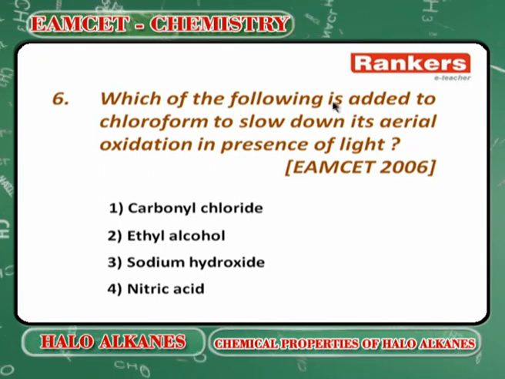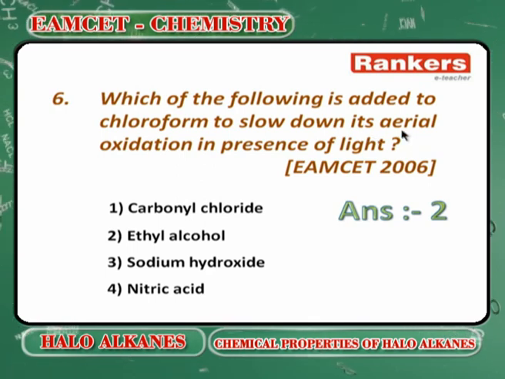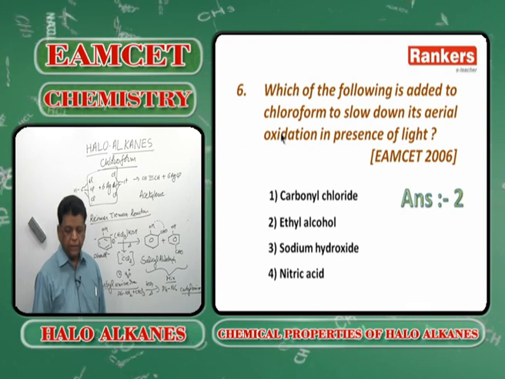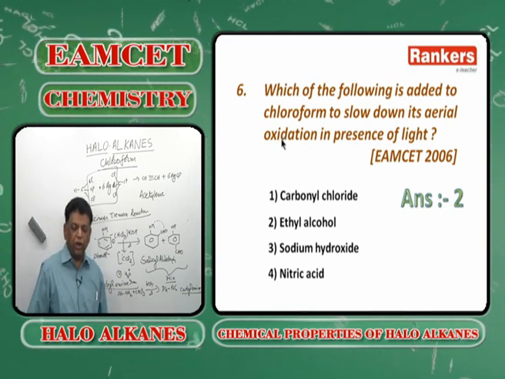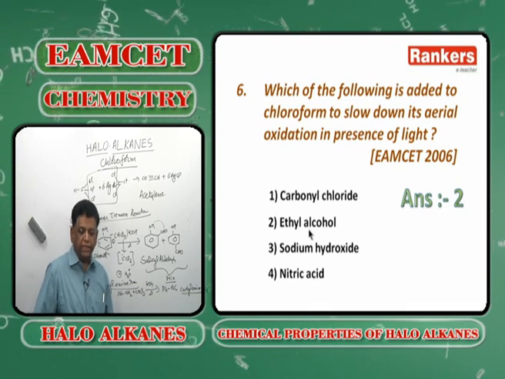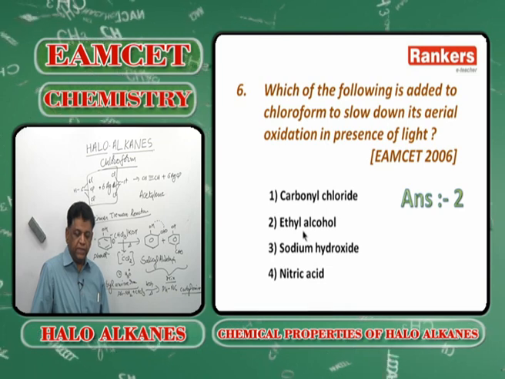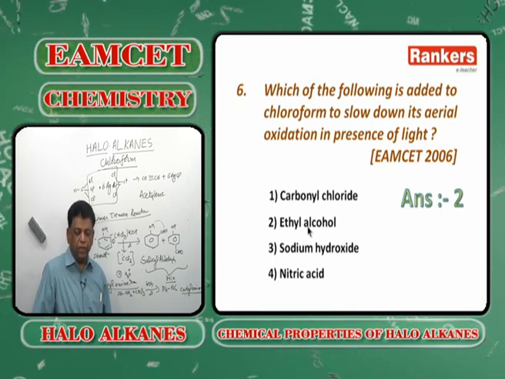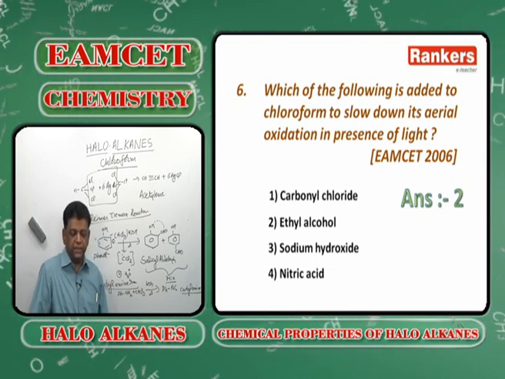Which of the following is added to chloroform to slow down its aerial oxidation in presence of light? As I said, ethyl alcohol has this antioxidizing property. Therefore, ethyl alcohol is added. However, it has another application: if any poisonous gas is formed, it also reacts with ethyl alcohol and becomes diethyl carbonate, which is a non-poisonous substance. Therefore, ethyl alcohol is the answer. Next.